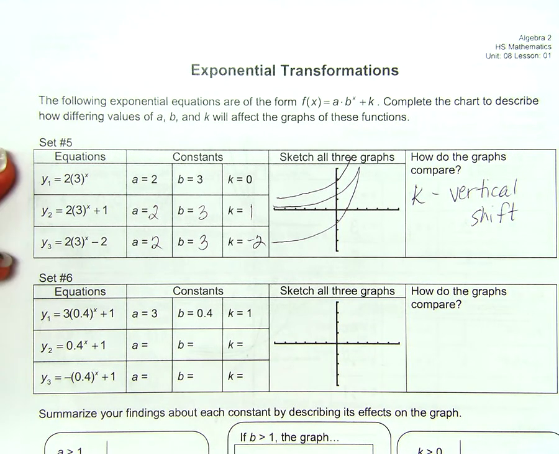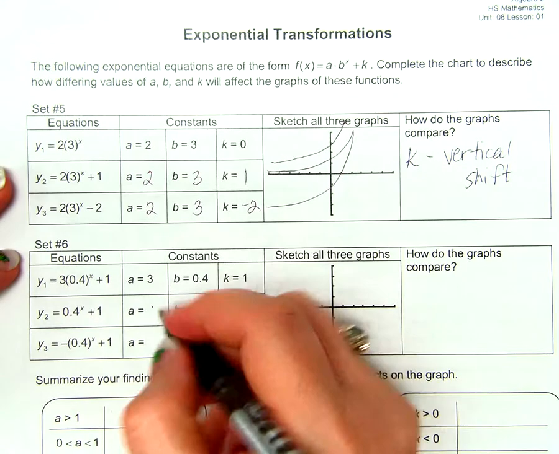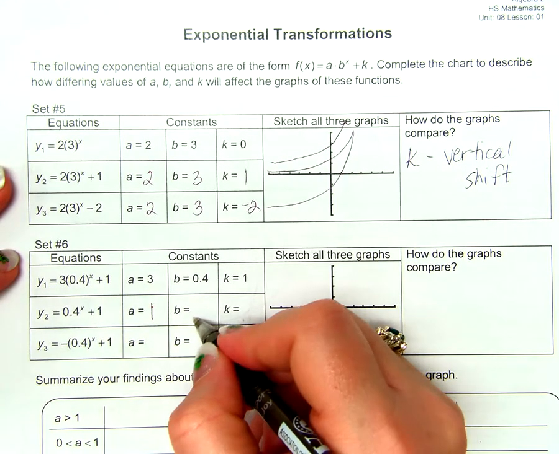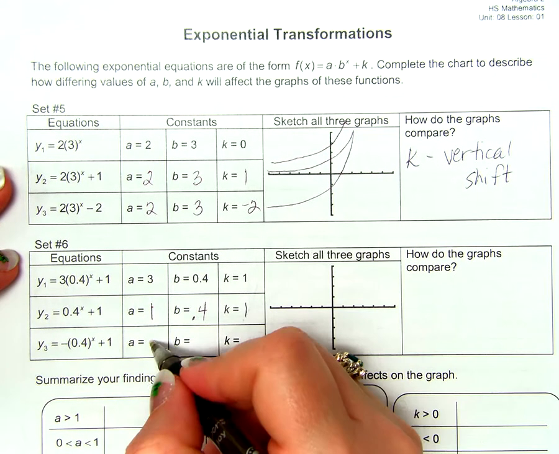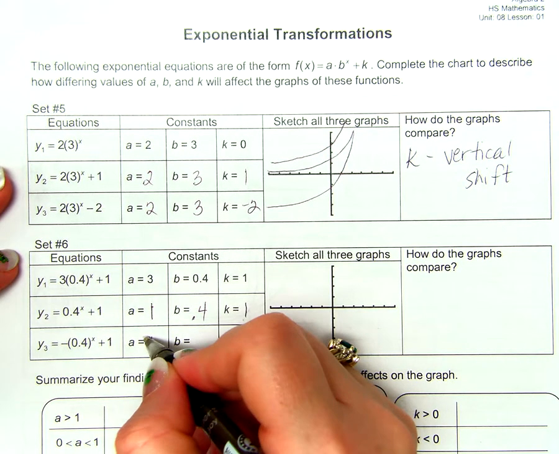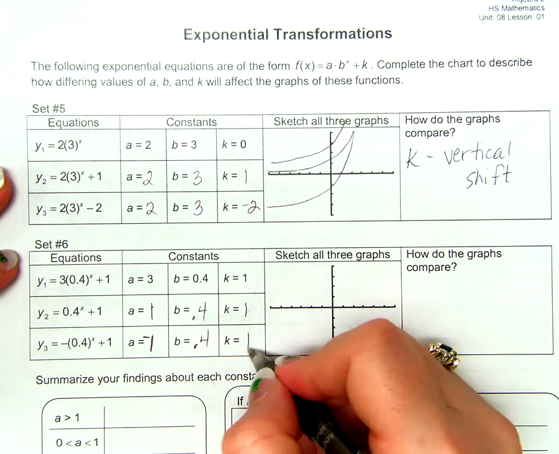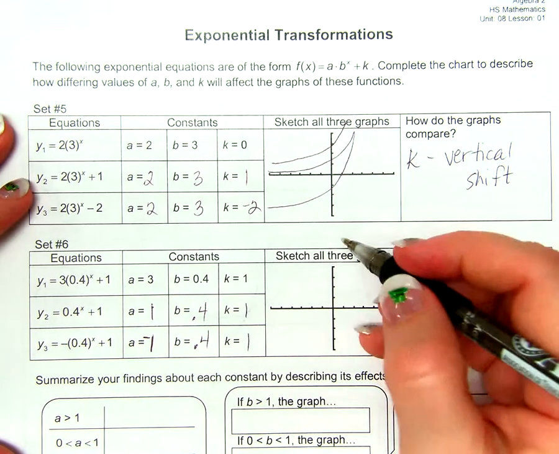What about set 6? Wait, this is 1? Oh, this is a negative 1. Okay. Okay. So what do these look like?